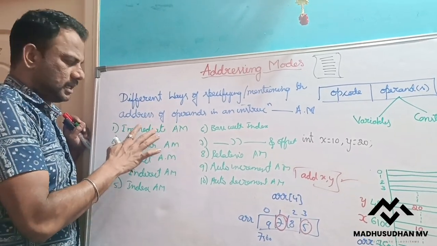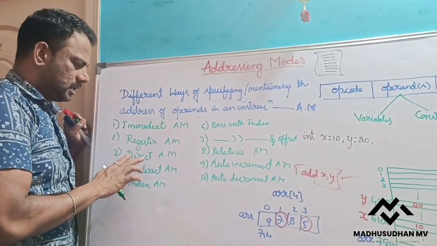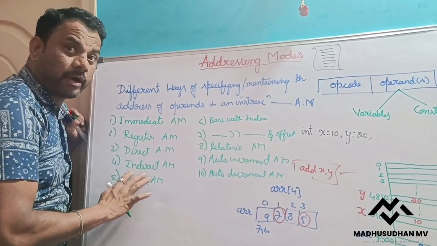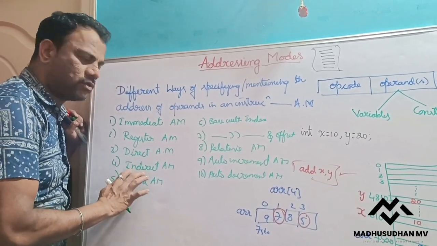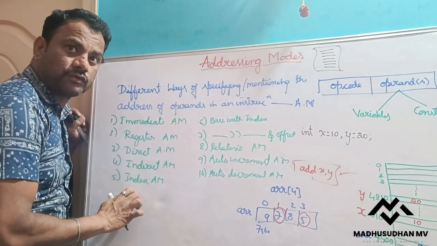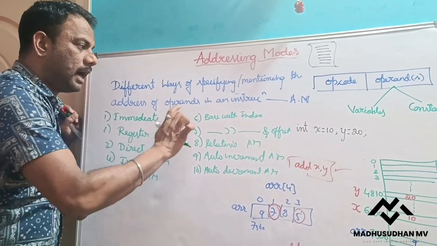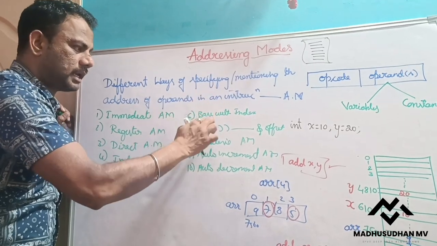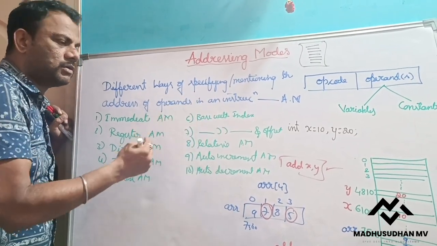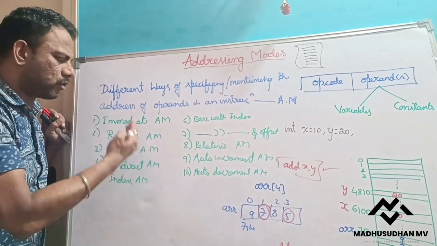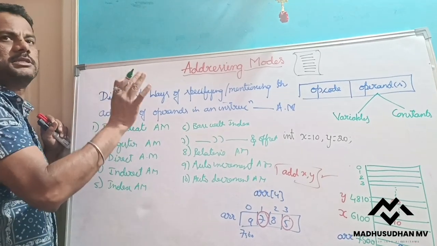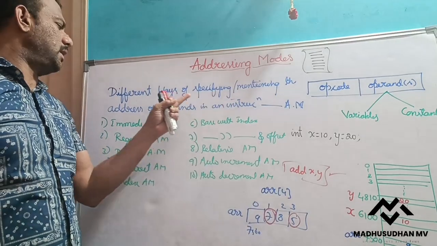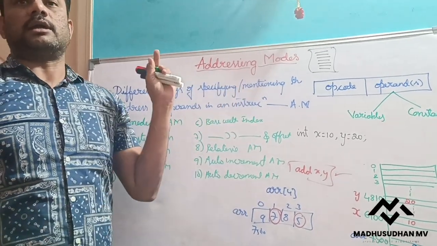See, this is used for the constants. This is used only for the registers. This is used to write ordinary variables directly. This is for the pointers. For pointer variables we have to use this one. Indexing we have to use for arrays. Okay, and base with index for two-dimensional arrays. So for one type of variable, we have to use one addressing mode. That's what addressing mode is. So the different ways of mentioning the addresses of the operands in an instruction is called addressing mode.